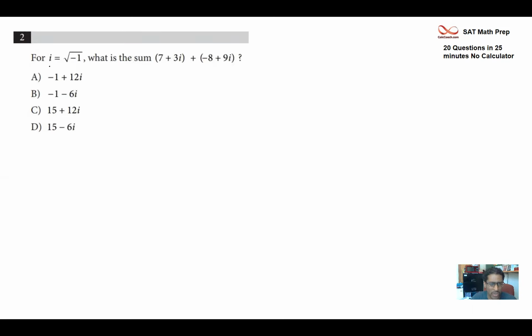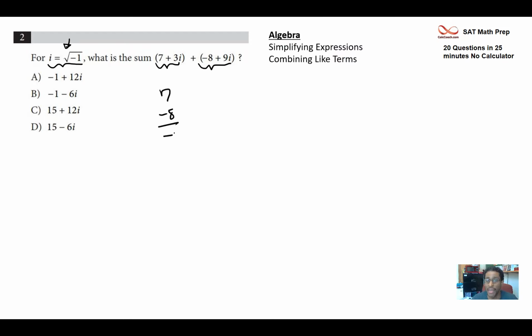Okay, next up. So they tell you this I is equal to the square root of -1. For you, that won't be useful information. Okay, and what we have here are 2 numbers being added together. These are complex numbers. We don't have to know that. We're just combining like terms. We have a 7 and we have a -8 combined to be a -1. Numbers with numbers, and then terms with I together with terms with I. So 3I and 9I give you 12I. And so therefore we'd have letter A.